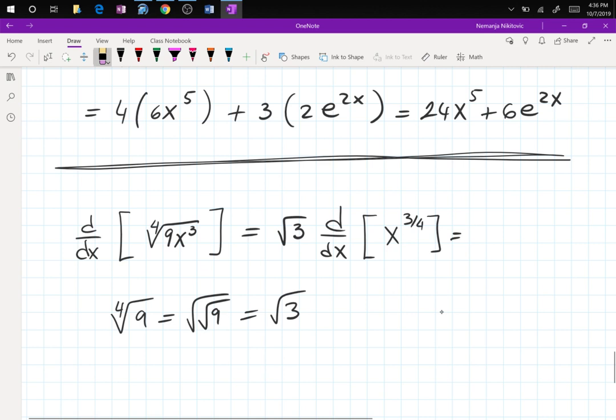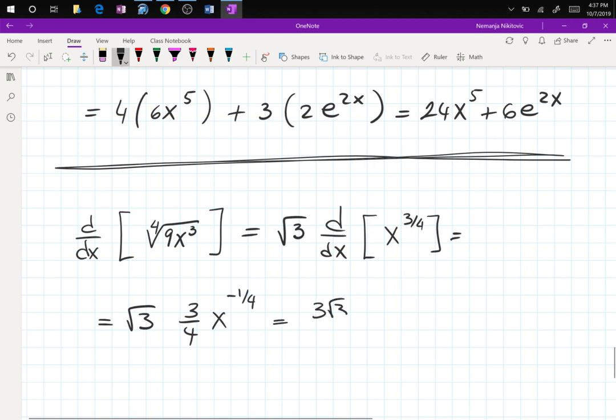I hope you wrote the constant thing, so I'm going to erase it. 3, 2, 1, gone. So I have a root 3, and then I have 3/4 x to the -1/4. So this becomes 3 root 3 over 4 times the 4th root of x, and then put everything on the same line. There we go.